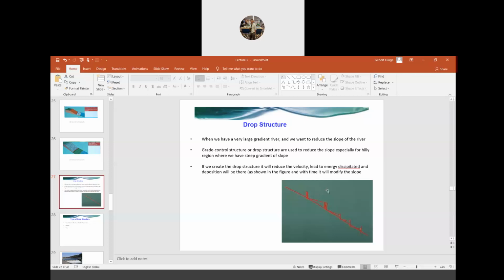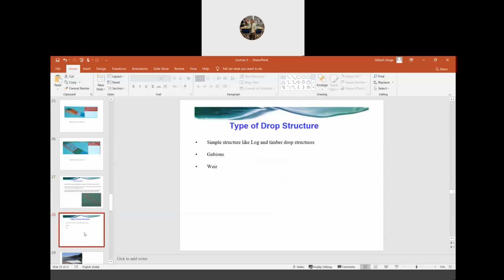So we place some structure here. This structure will reduce the velocity. Because the velocity is reduced, sediments will get deposited here, and then eventually it will modify the slope of this river, which has a very large gradient. So some kind of structure which we generally put as a drop structure may be a very simple structure like timber and all.